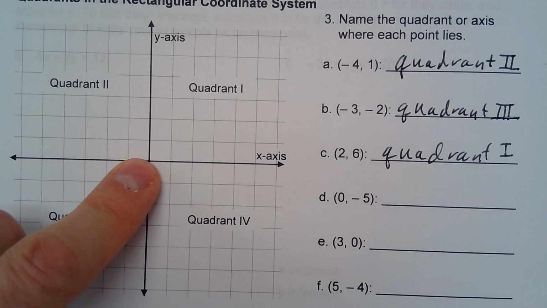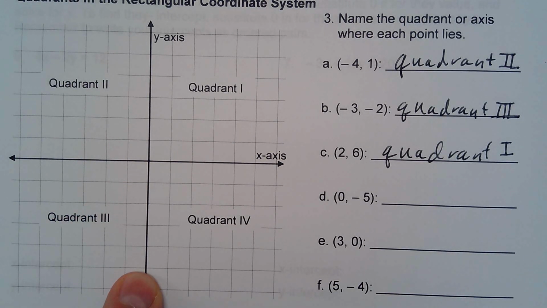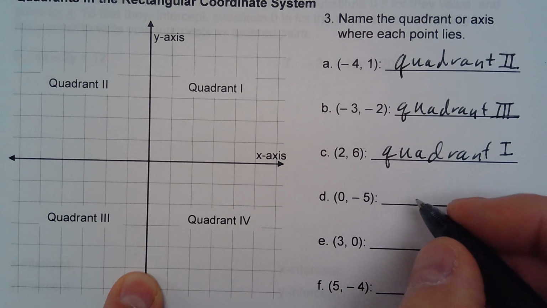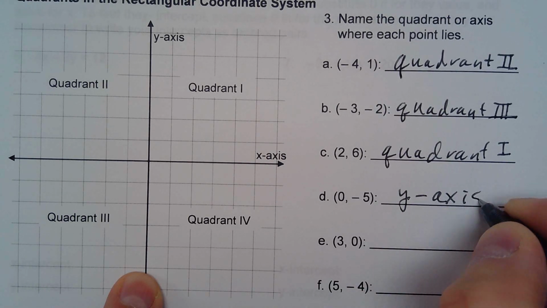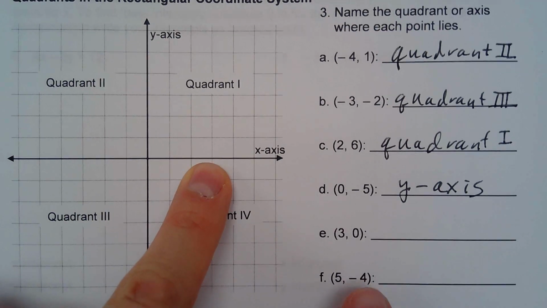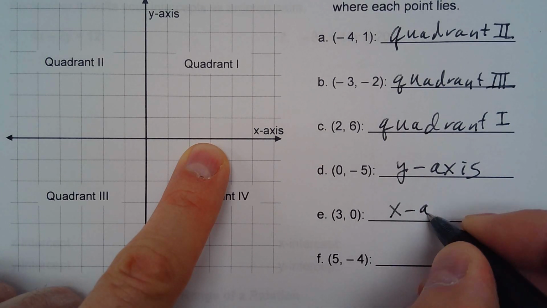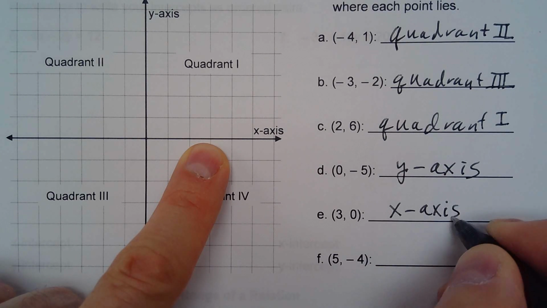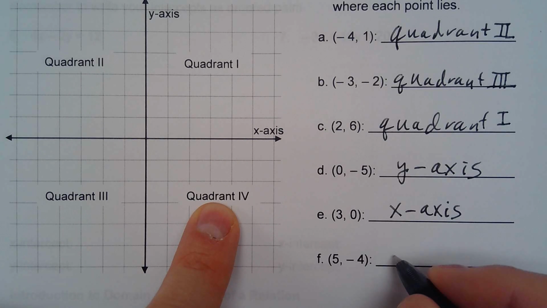X equals 0, y equals negative 5. That lands right on the axis, so that's going to be on the y-axis. 3, 0, that would be here. That's going to land us on the x-axis. And then 5, negative 4 is quadrant 4.